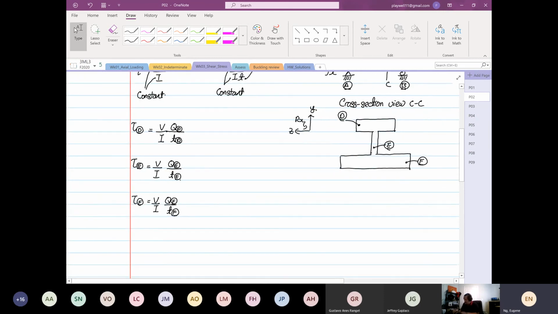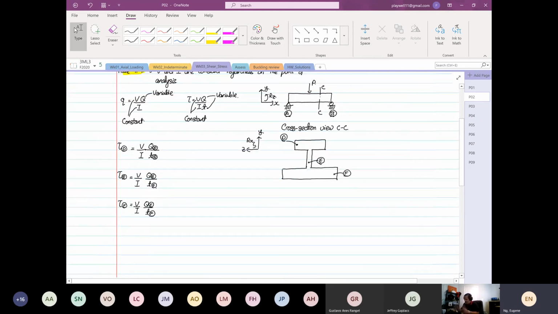Are we clear? You have to grasp this concept very clearly, or it gets really confusing later on. Regardless of the point of interest, points D, E, and F are at different points of the cross section of our beam.